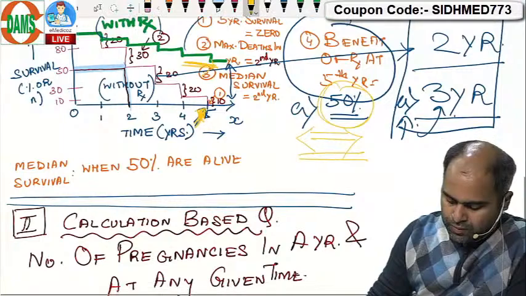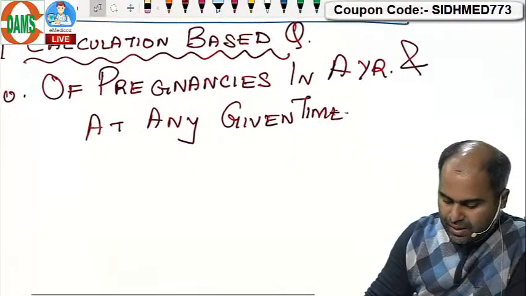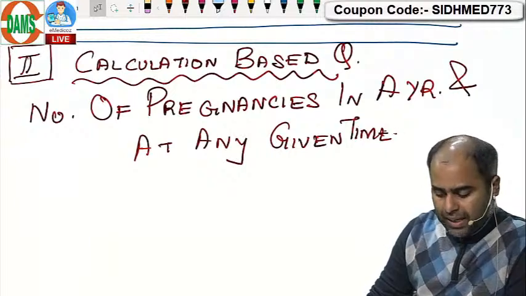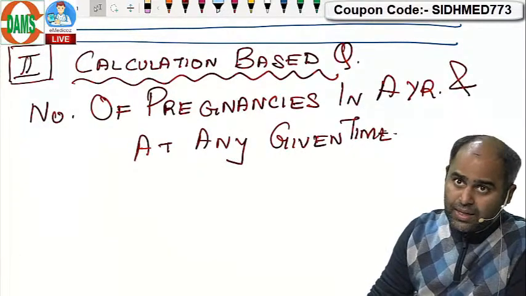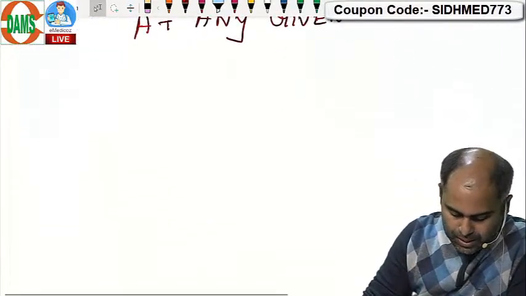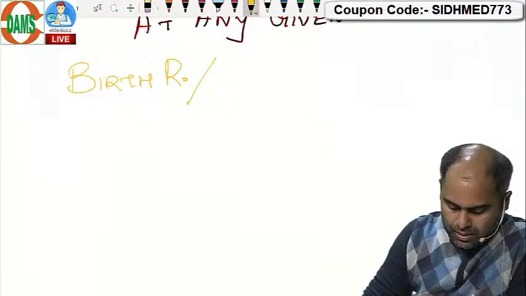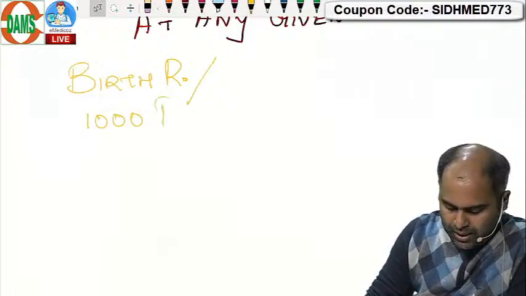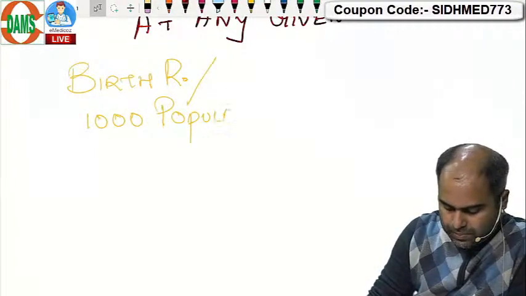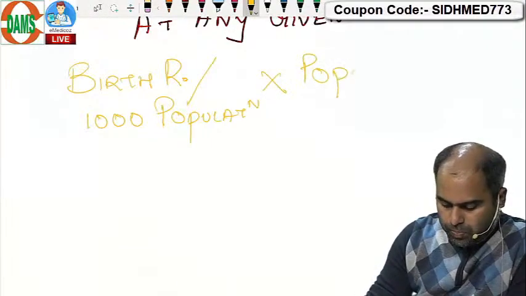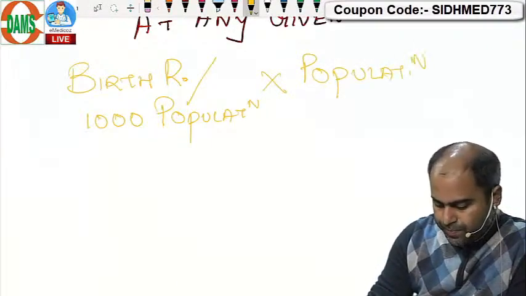Okay, let us move ahead to our second point of discussion. To calculate the number of pregnancies in a year and at any given time. Now, for this, we will first use birth rate for 1000 population into population of an area.